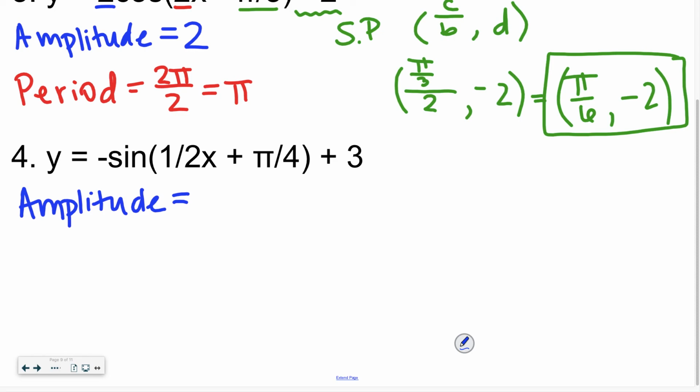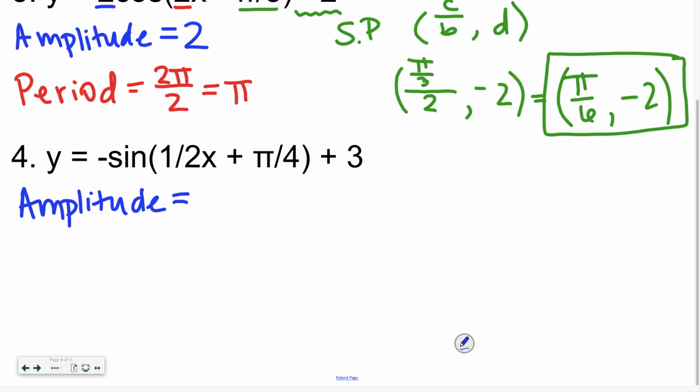So since it's x minus C, this is a pi, because we want to shift to the right, so it should be positive. But this is a shift to the left. We want that to be negative.